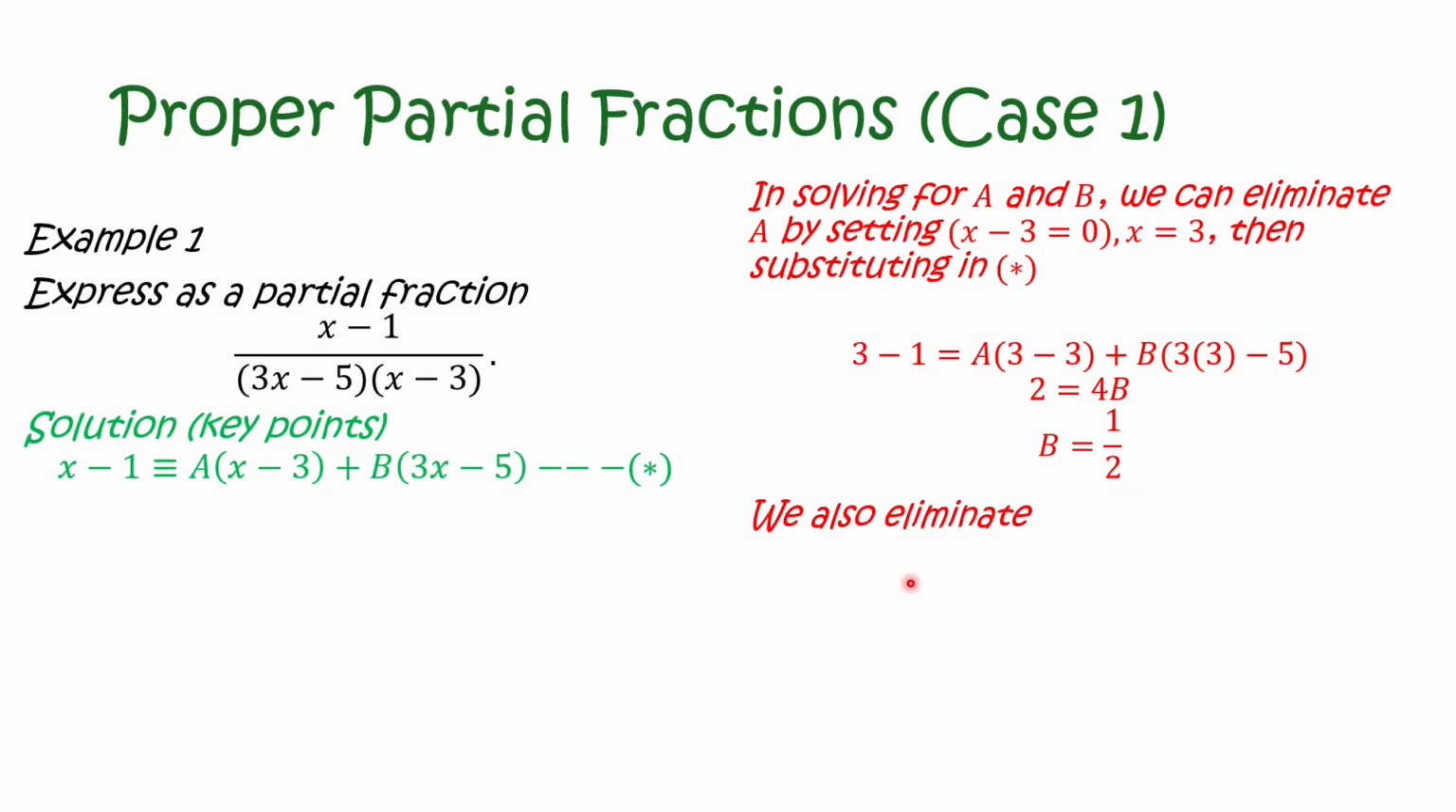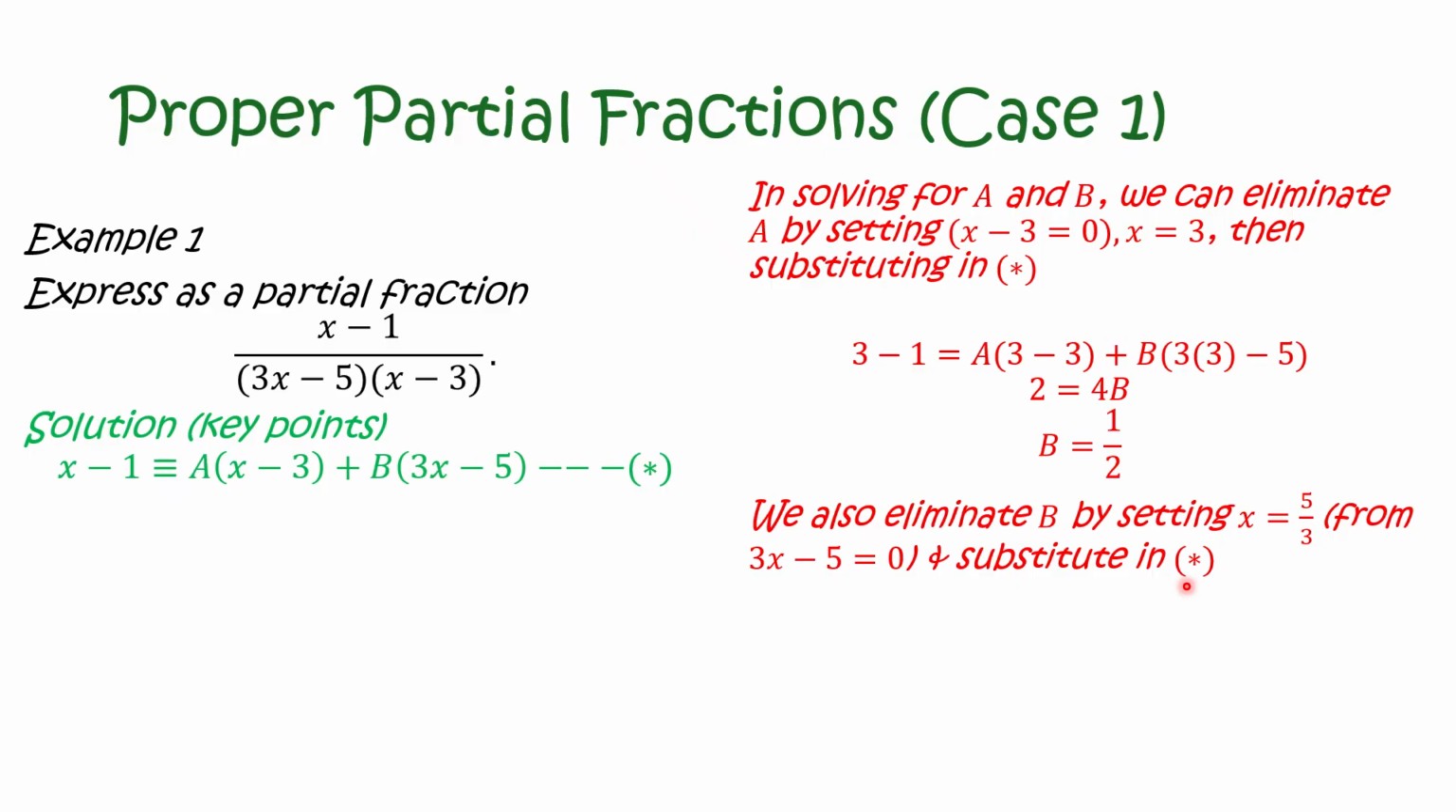So we move on to eliminate B now that we have the value of B. We can set x to be 5 over 3. We get this from 3x minus 5 equals 0. We set that bit equal to 0 because that's the bit that is multiplying with the B. So we set it to 0, we solve for x, we get the value of x which makes that expression 0, and that's how we eliminate B.